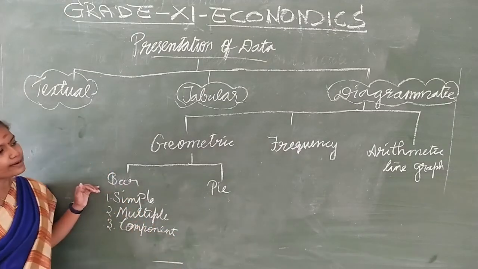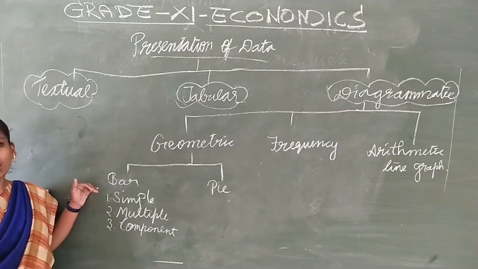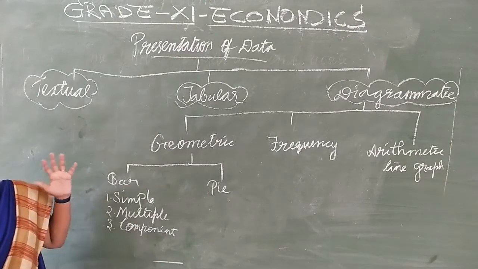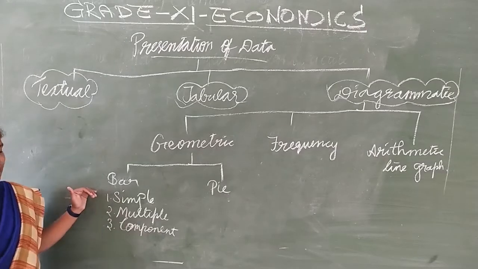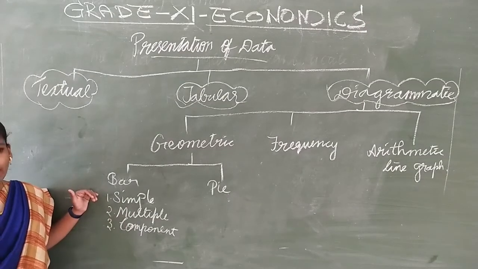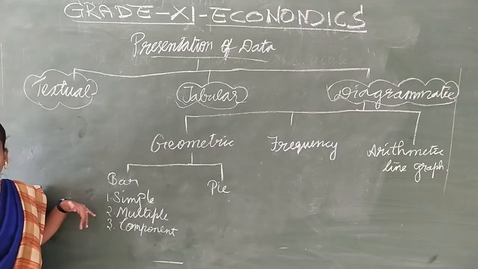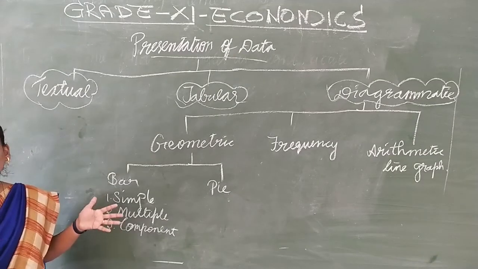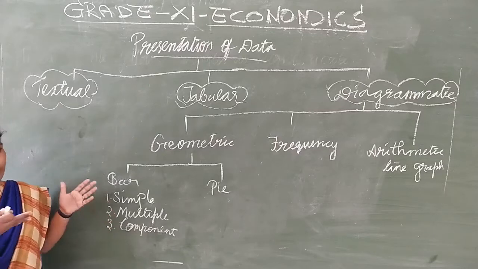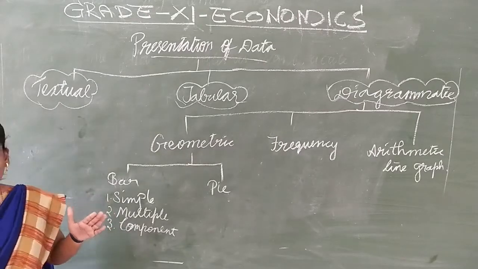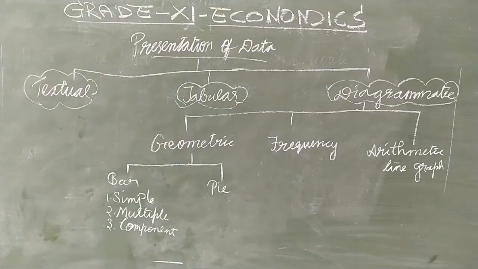So in a simple bar diagram, only one class of region is mentioned as a category here. Each bar represents a class or a classification. Talking about multiple bar diagrams, it is used for comparing two different things that happened in the same year, or the same thing in two different years. So it is used especially for comparison.